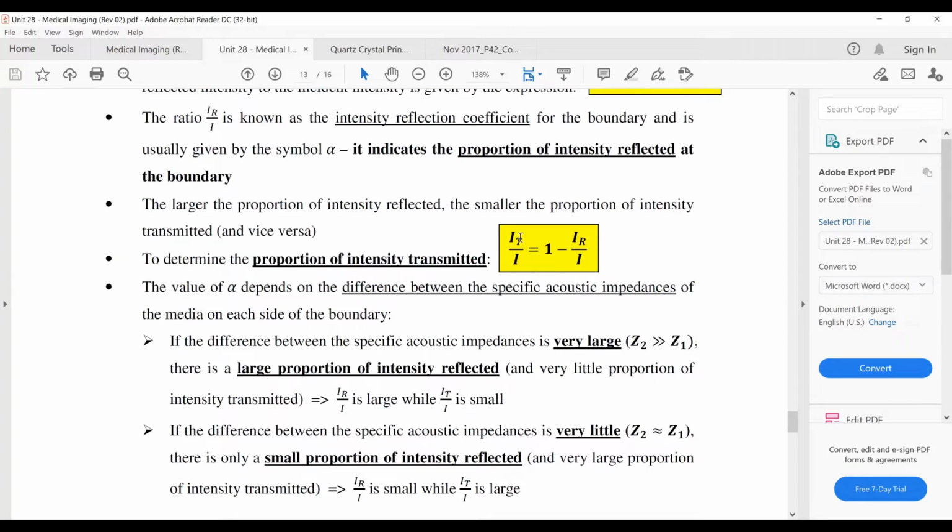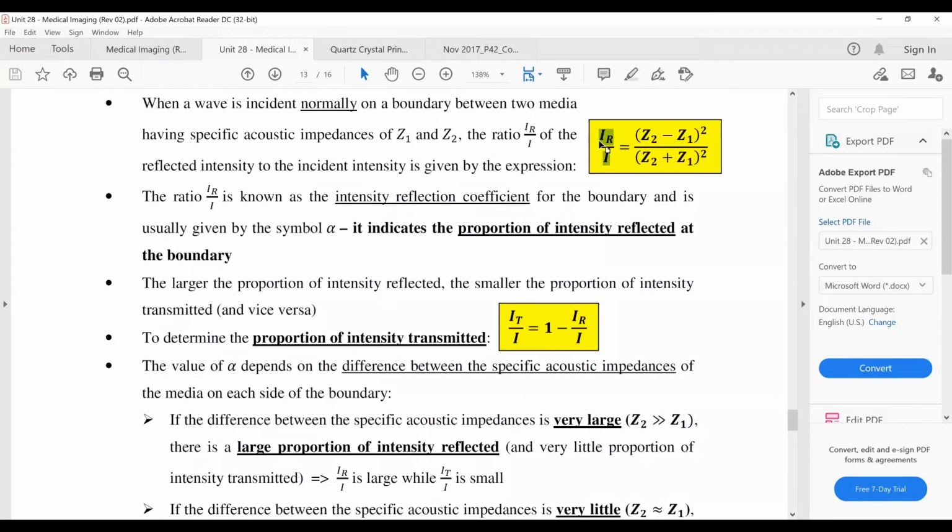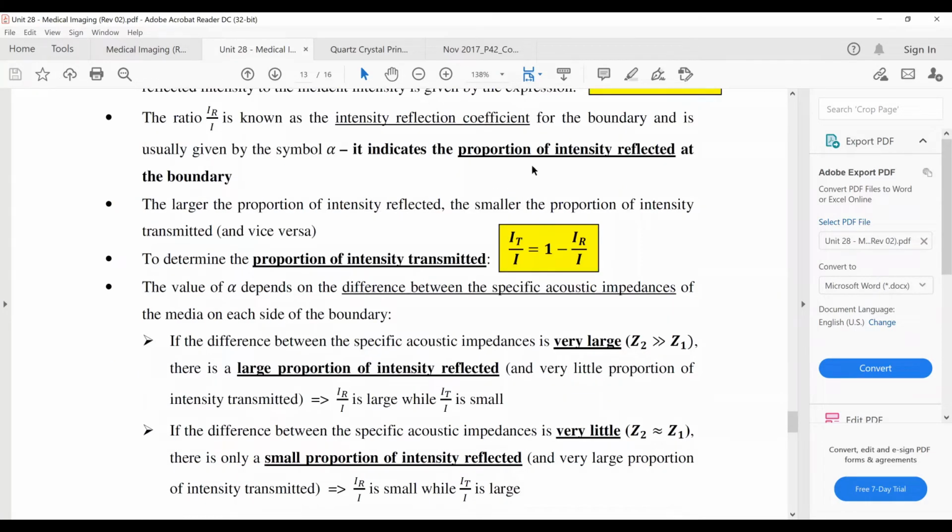Okay. So how do you ensure that the intensity that is reflected is small? The fraction that is reflected is small. So you refer to this little part here. I try to put it out again. I_R over I is (Z2 minus Z1) squared over (Z2 plus Z1) squared. All right. Now, if you want to talk about the fraction of intensity reflected, it will actually depend on the magnitudes of your Z1 and Z2. When you're talking about Z1 and Z2, you can talk about the difference between them.